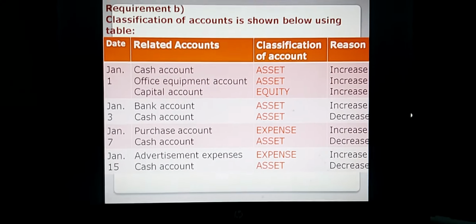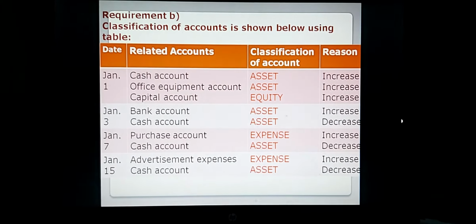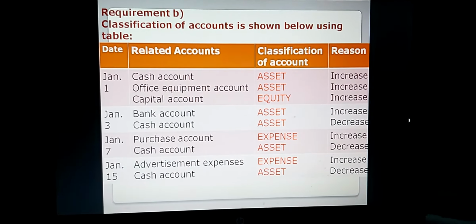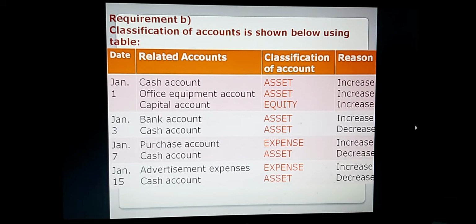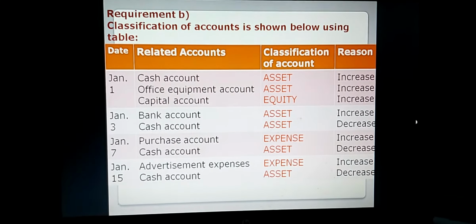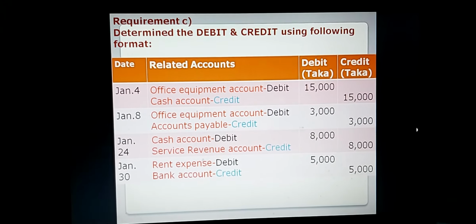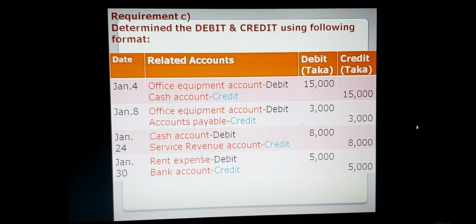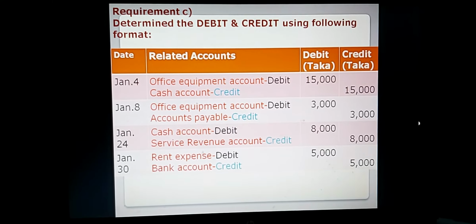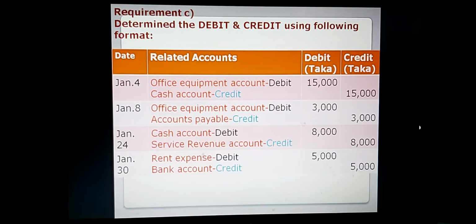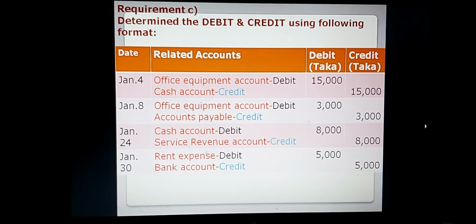I think you have already written in your copy for the requirement B. Okay, dear learners, now we have to go to the next requirement C. Determine the debit and credit from the above transactions: serial January 4, January 8, January 24, January 30.